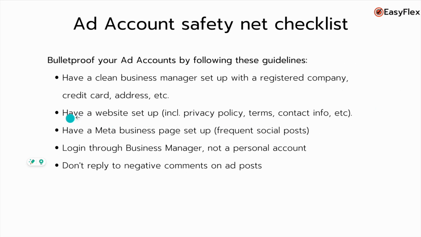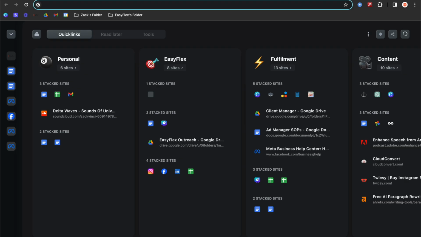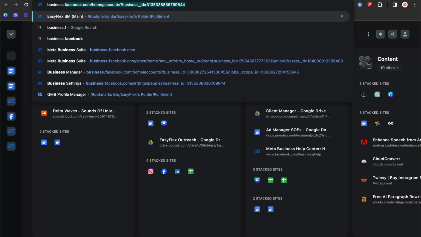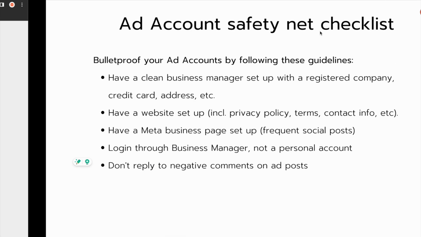You want to make sure you've got a website set up, including privacy policy, terms, contact information. We've already covered you guys for that. If you've added your domain that you created within the system initiation and added to that funnel, we've already gone through and sorted that all out for you. Having a Meta business page set up with frequent social posts, we went through that. Logging in through business manager and not a personal account. This is quite important. So just making sure every time you want to access this account, we always go to business.facebook and not anything else.